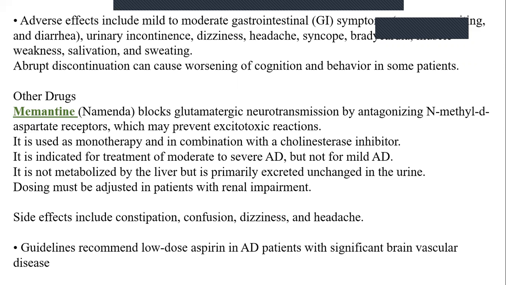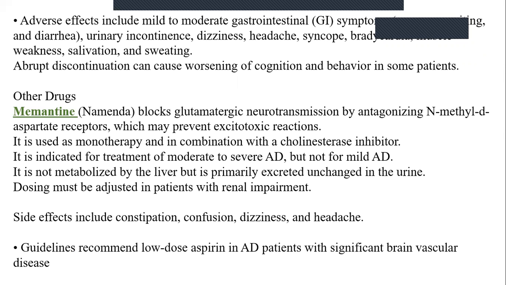And for severe Alzheimer's disease, along with these cholinesterase inhibitors, we are going to add memantine. So what is memantine? How does it act? It blocks glutamatergic neurotransmission by antagonizing NMDA receptors. That means it will stop glutamatergic neurotransmission. How? By antagonizing NMDA receptors, which may prevent excitotoxic reactions. So thereby it will prevent excitotoxic reactions.